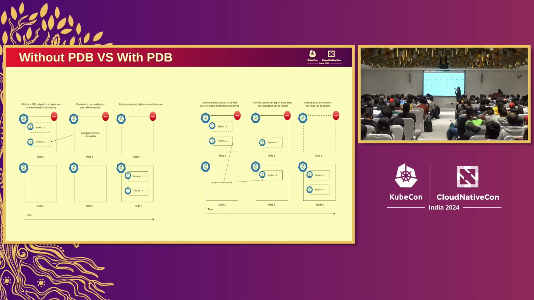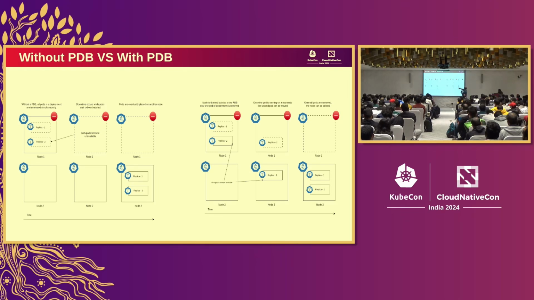So next, we'll just have a look at a scenario where there is no pod disruption budget, whereas a scenario where there is a pod disruption budget. As you can see, when there is no pod disruption budget applied, the node is taken down for maintenance. Both the replicas go down at the same time before they become available on node 2. So in that brief time, or whatever time it takes to come up, there is a downtime.